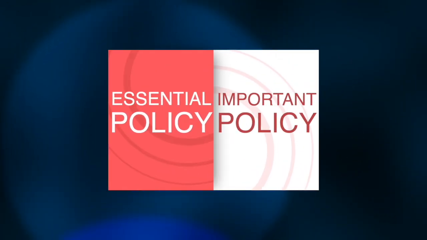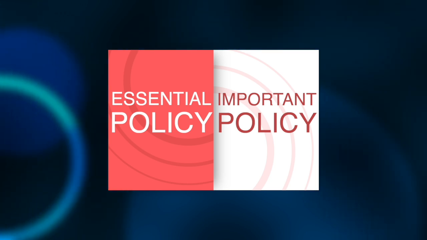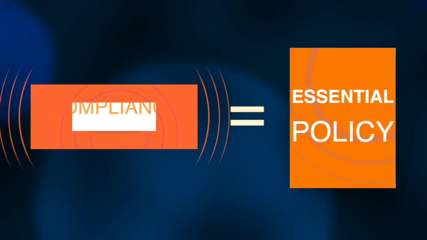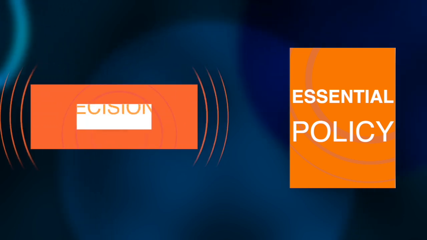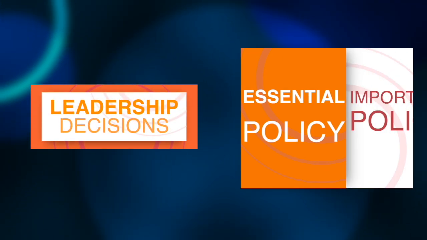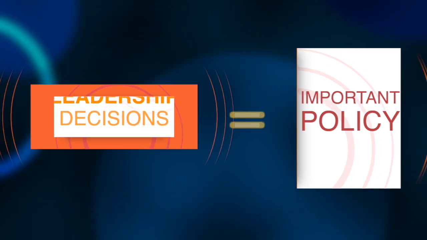When it comes to the types of policies that exist within organisations, it's sometimes easier to break them down into essential and important policies. Those that deal with the organisation's compliance to the law are considered essential, while those that help the organisation's leadership and its staff to make better decisions and possibly remain within the boundaries of legal, ethical, and moral principles can be considered important.